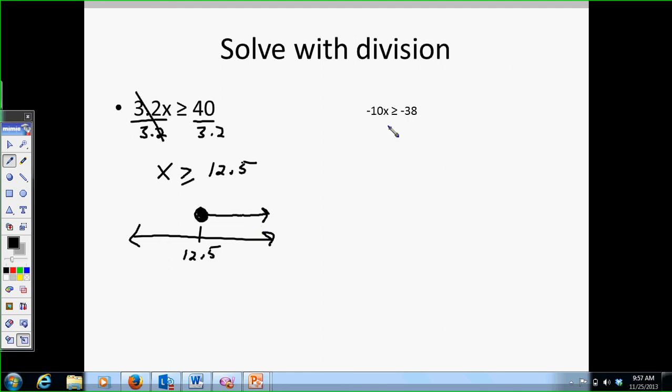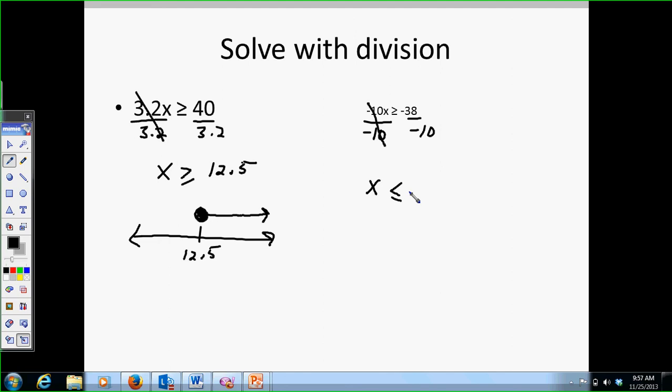Let's take a look at this other example. I have negative 10x is greater than or equal to negative 38. I am dividing by a negative number on both sides. These cancel. My inequality symbol flips because I'm dividing by a negative number. And negative 38 divided by negative 10, first of all, my answer is positive.